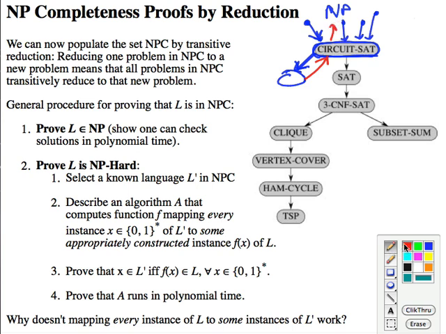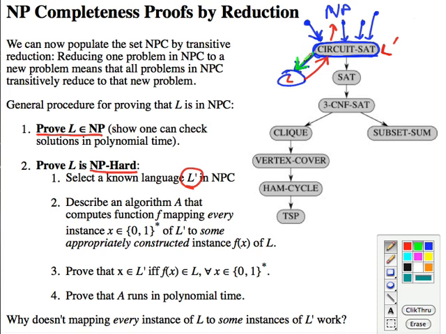So let's take a look here. The general procedure, again, is we prove that our new problem is in NP, that one can check solutions in polynomial time, and then we prove that it's NP hard, which is what I was just discussing. We will select some known NP complete language, L prime, such as circuit SAT. That plays the role of L prime. This plays the role of L. We'll describe some algorithm that will map every instance of L prime to some instance of L. And that's why the arrow is going this way.